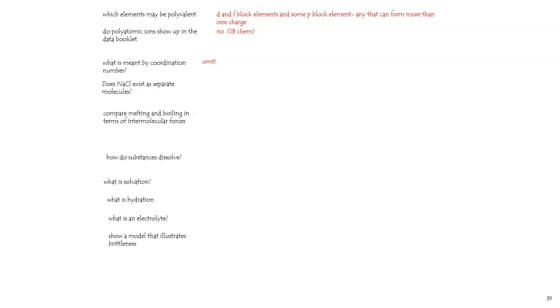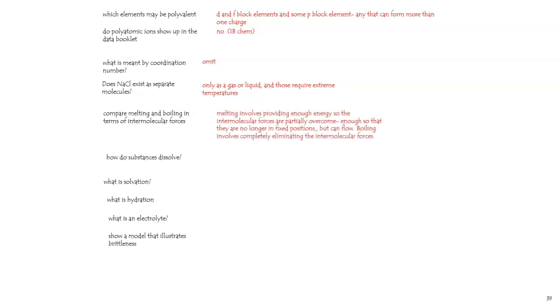Does NaCl exist as separate individual molecules? Well, I think it would if it's a gas, which, by the way, would require so many thousands of degrees. But normally, no, it's part of an infinite sort of lattice. Compare the melting and the boiling point in terms of intermolecular forces. As they get stronger, both of those will increase. And I think we're talking about what happens when you melt.